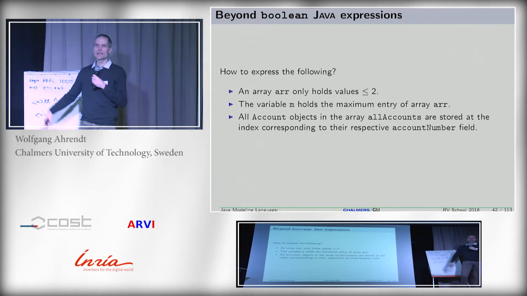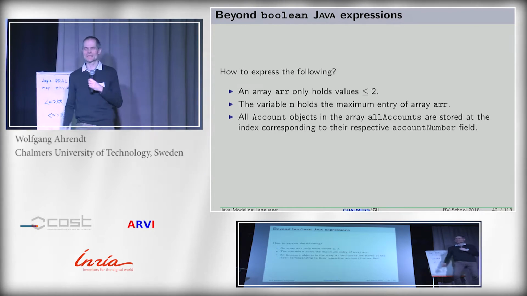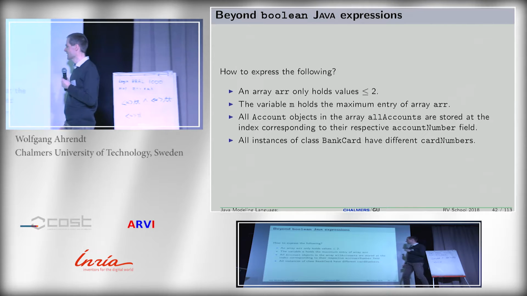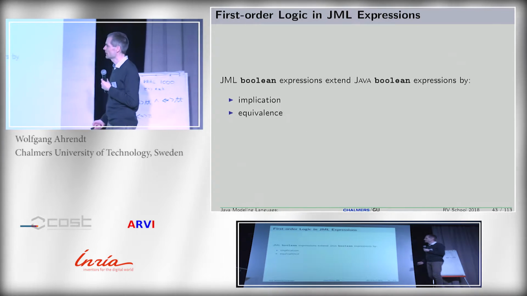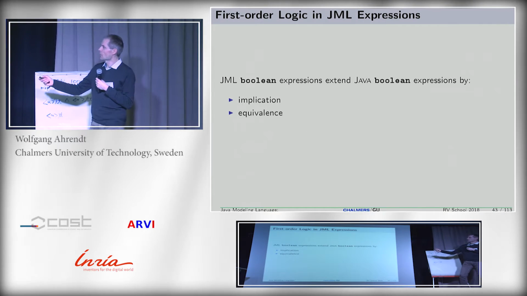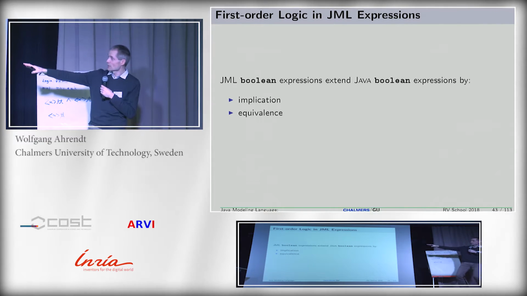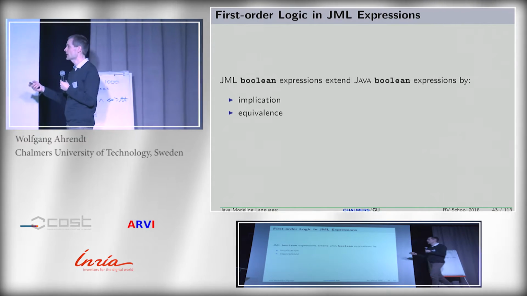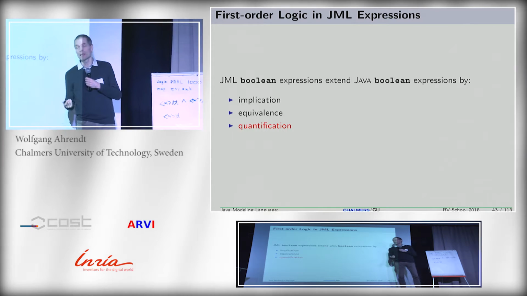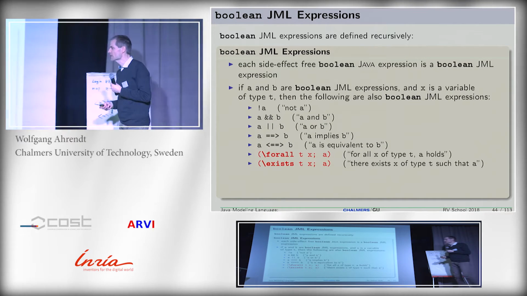Any idea what we are lacking here? Quantifiers. Exactly. So this is actually a different example. Okay. Yes. So we need quantifiers. JML Boolean expressions extend Java Boolean expressions by implication, equivalence, and quantification. So here comes the quantification.